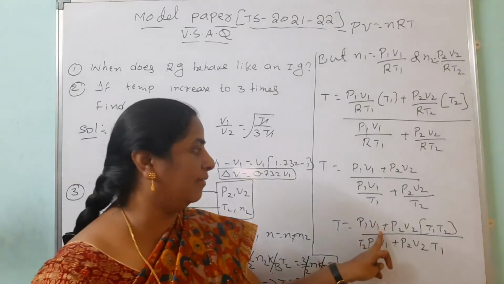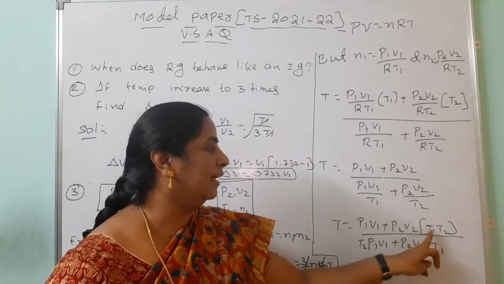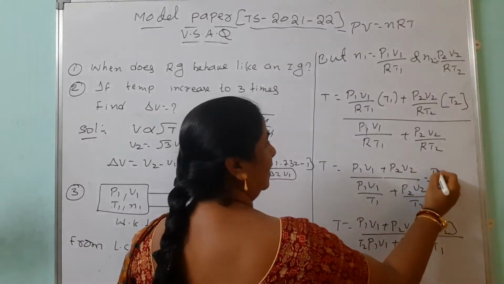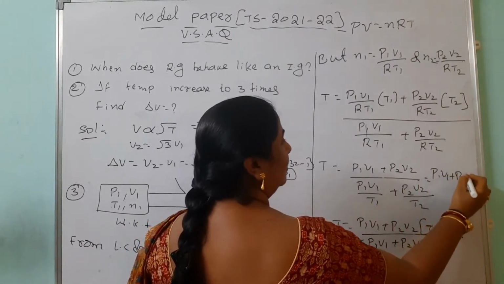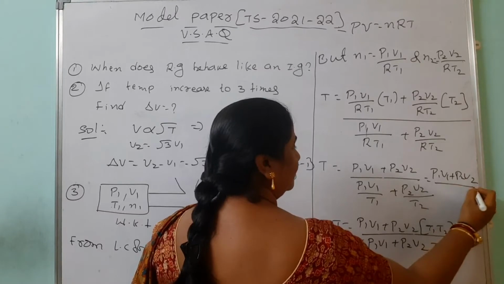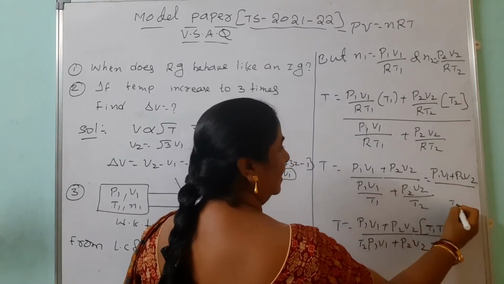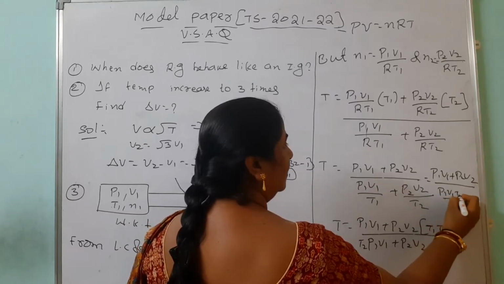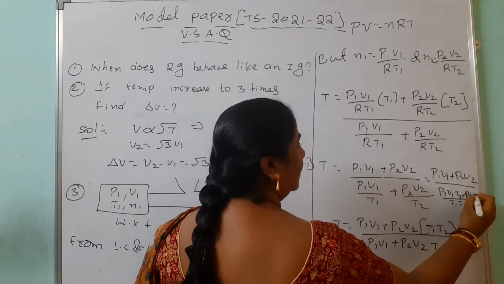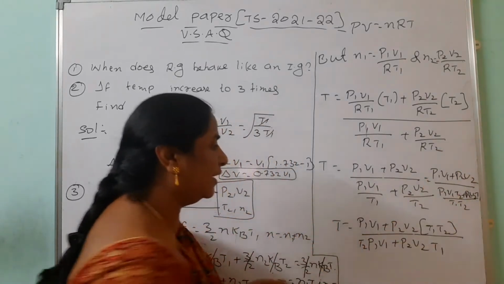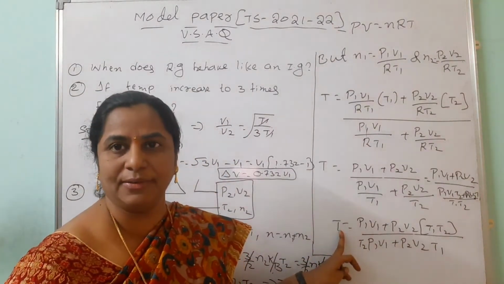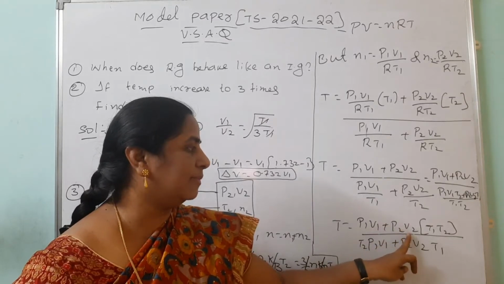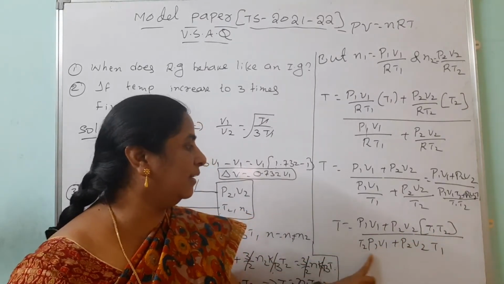Look here, P1 V1 plus P2 V2 into, this is coming as a reverse. If you want to take one more step, you can take it, P1 V1 plus P2 V2 by LCM T1 T2. Here what we are getting, P1 V1 T2 plus P2 V2 T1. When it is coming as a numerator, you are getting this is somewhat big only. Try to understand this. T equals to P1 V1 plus P2 V2 into T1 T2 by this one.